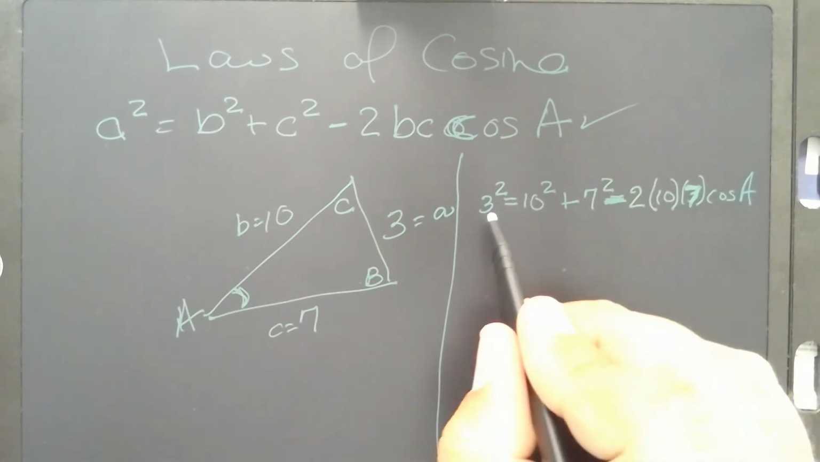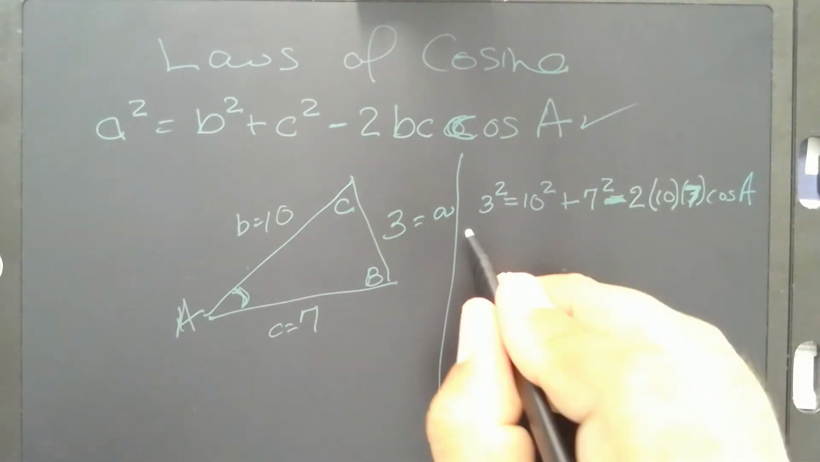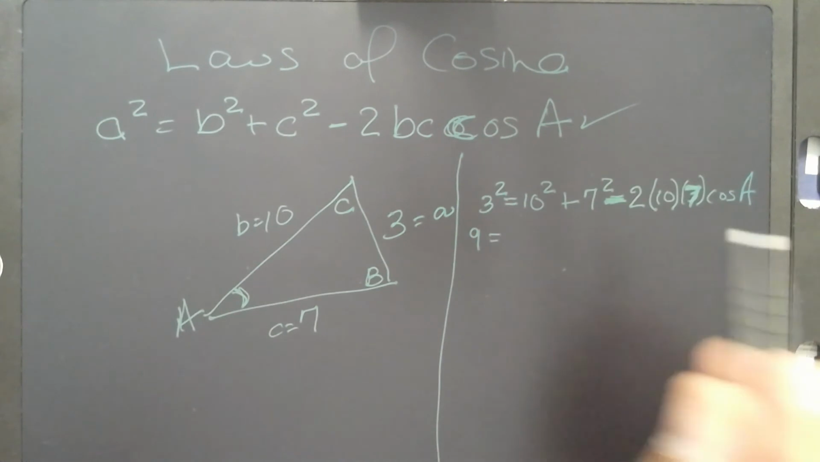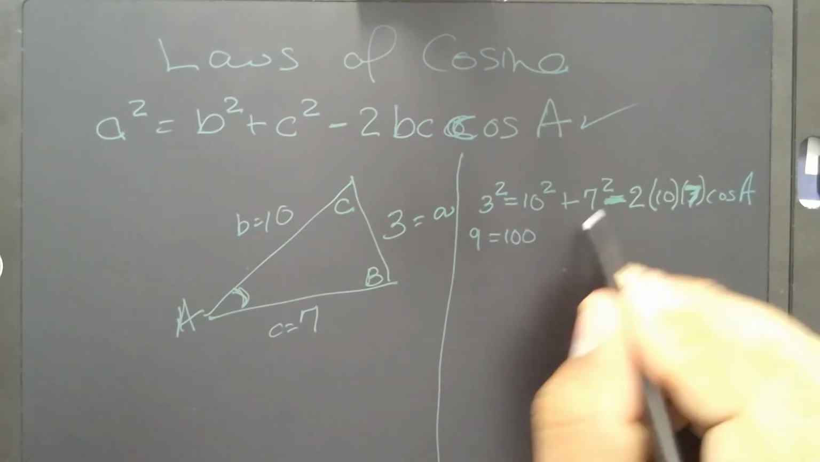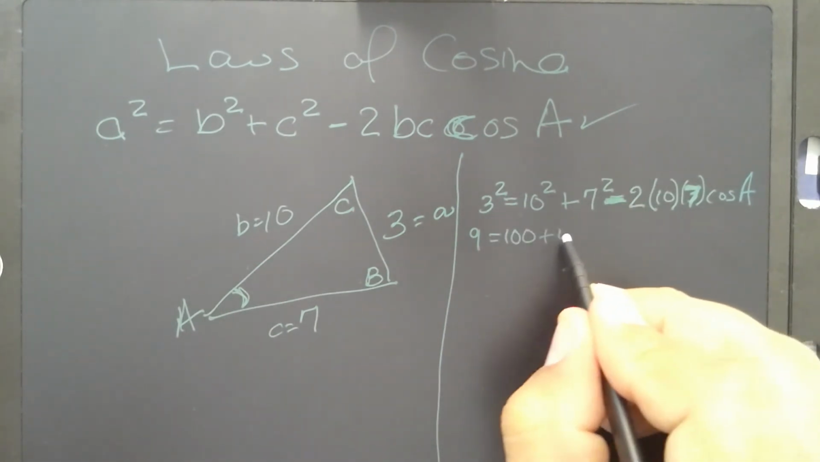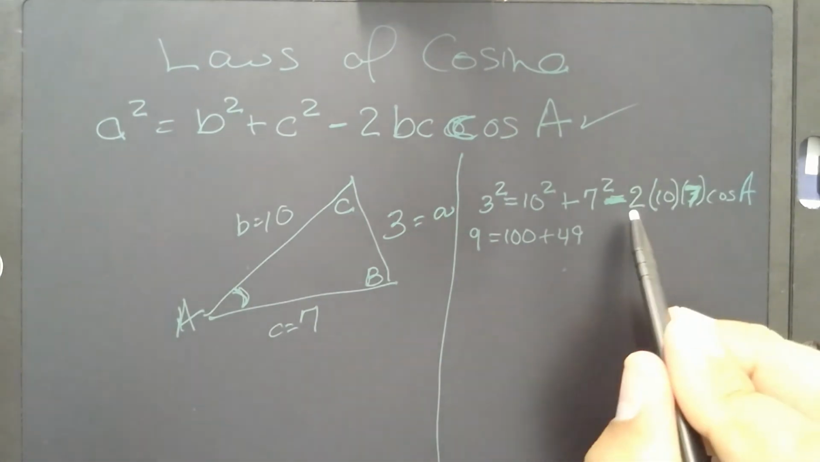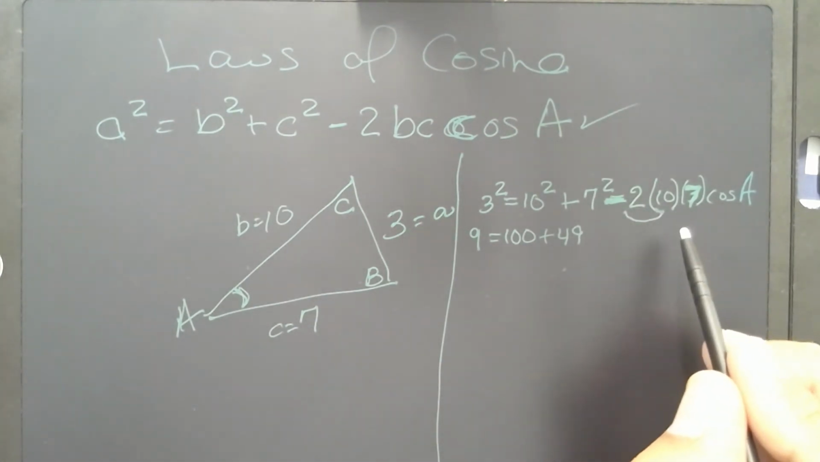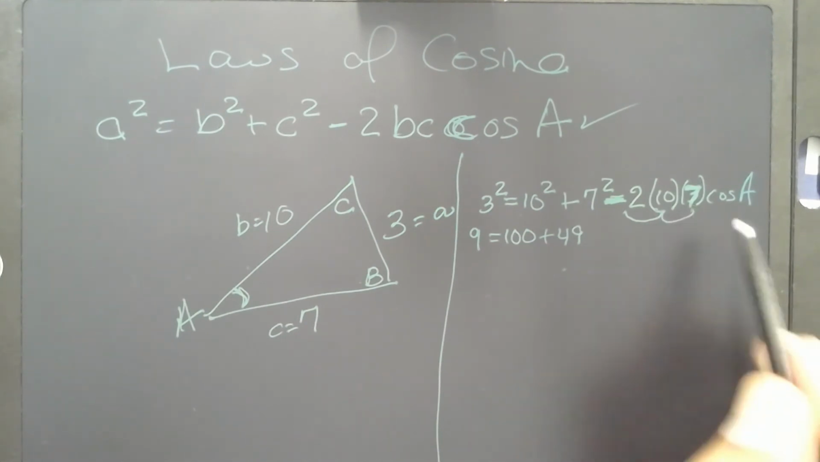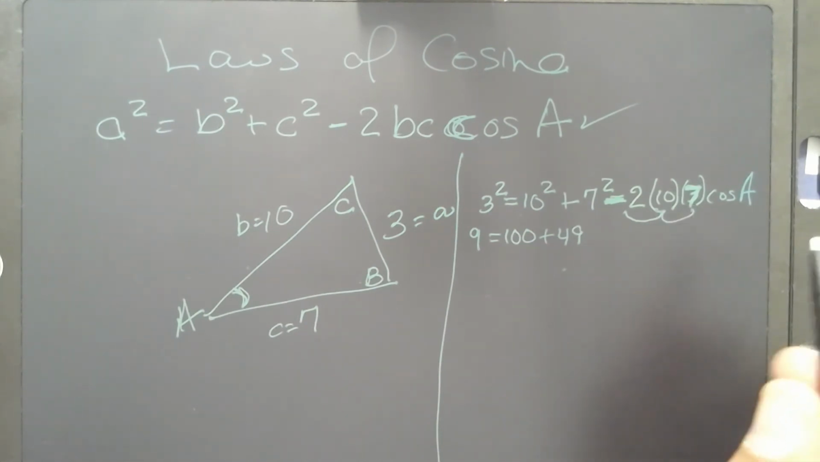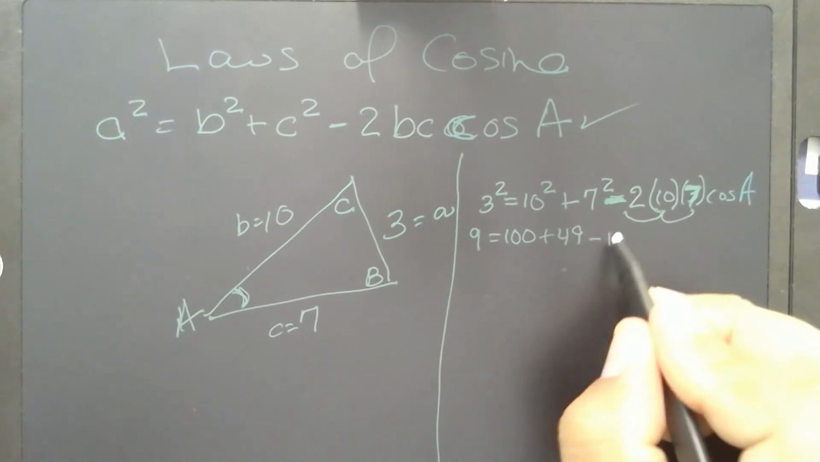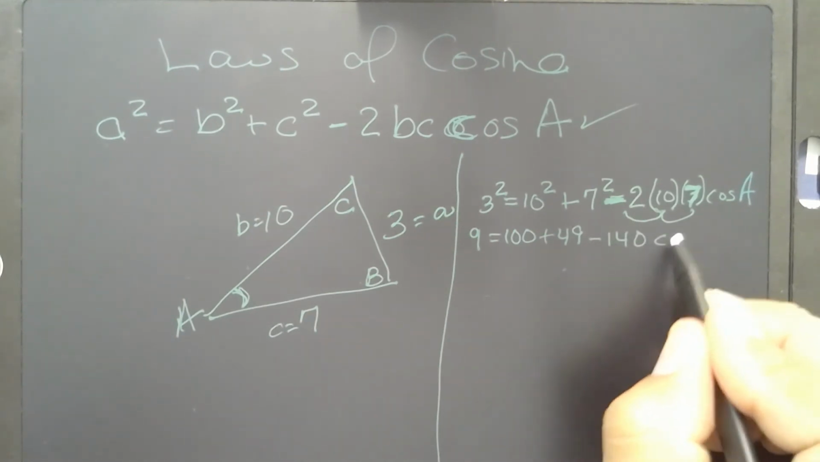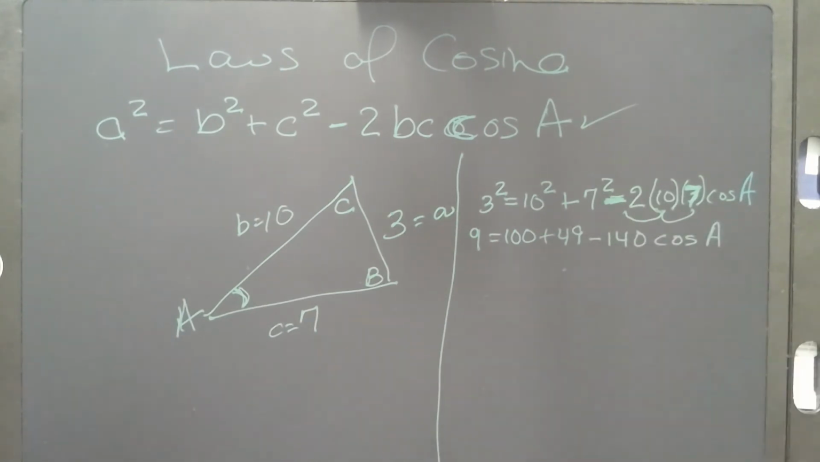Now, what's 3 squared? 9. What's 10 squared? 100. 7 squared? 49. This is negative 2 times 10, negative 20, times 7, 140. Negative 140, right? We have negative 140 cosine A. So far, so good?